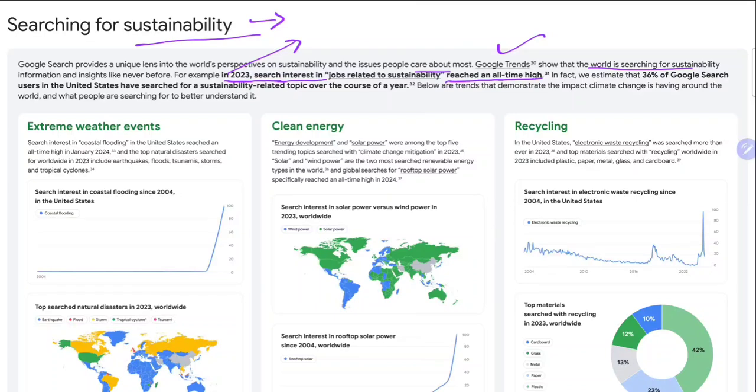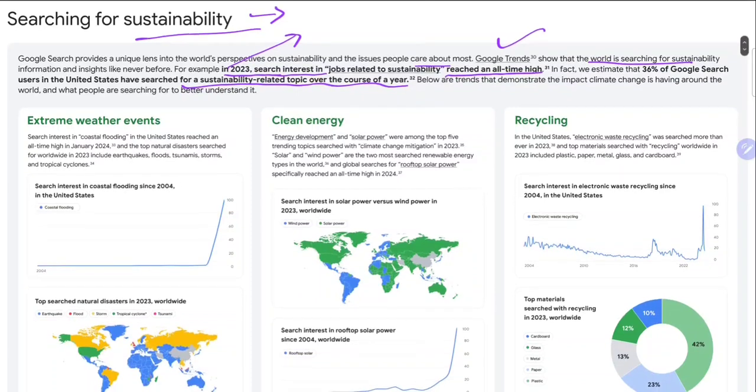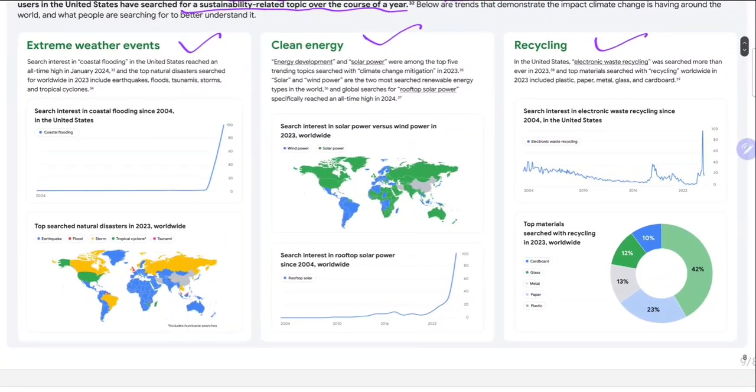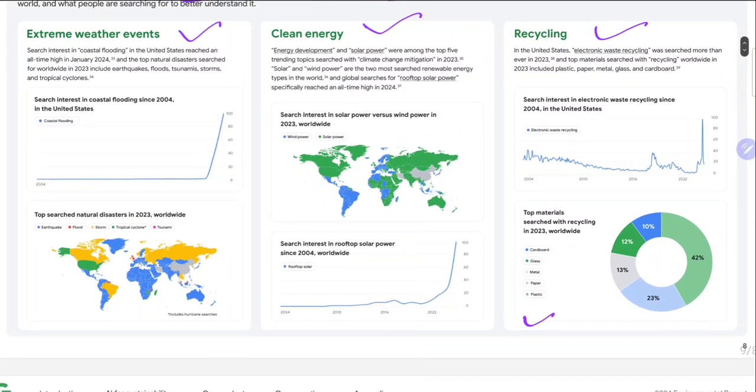Jobs related to sustainability reached an all-time high, and in fact we estimate that 36% of Google Search users in the United States have searched for sustainability-related topics over the course of a year. Then searches related to extreme weather events, clean energy, recycling, and the relevant information or data is available, like search interest in coastal flooding, top searched natural disasters. So this information can also be useful as a case study for you.